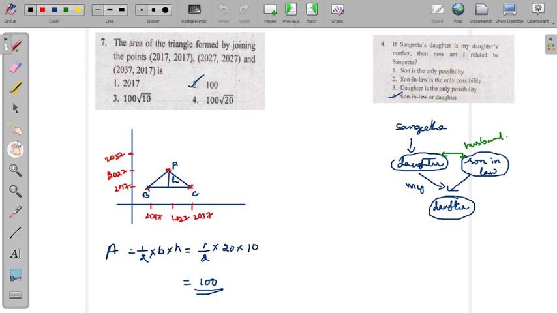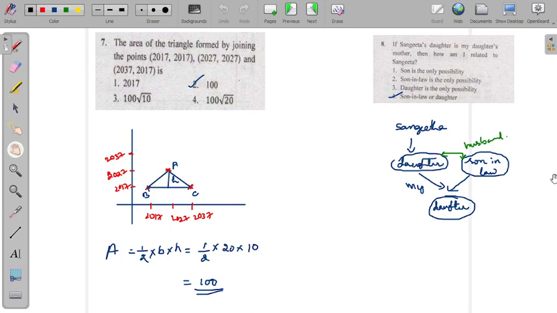Next, eighth question, if Sangeeta's daughter is my daughter's mother, then how am I related to Sangeeta? So somebody is telling, Sangeeta's daughter is my daughter's mother. So this is Sangeeta's daughter. My daughter's mother is Sangeeta's daughter. Correct. So there are only two possibilities. Either a son-in-law can tell this or a daughter can tell this. Daughter can tell that Sangeeta's daughter is my daughter's mother.